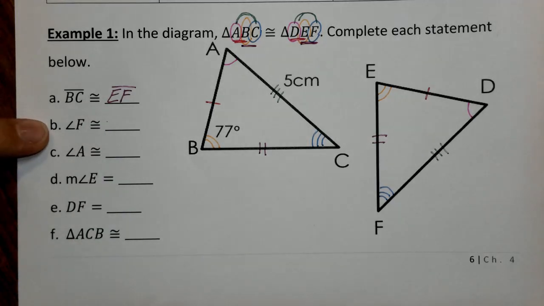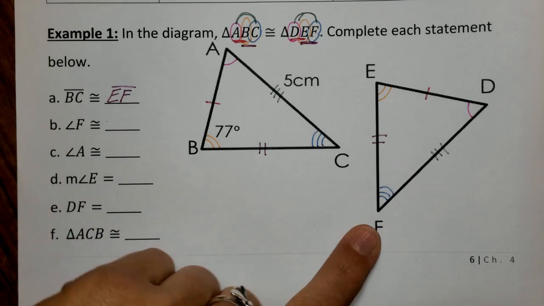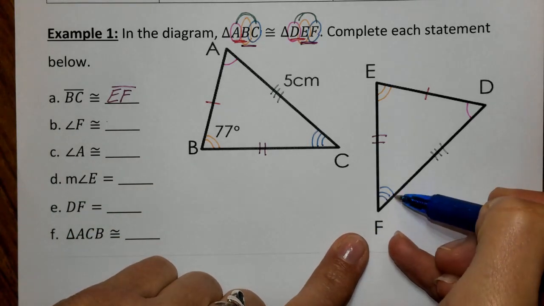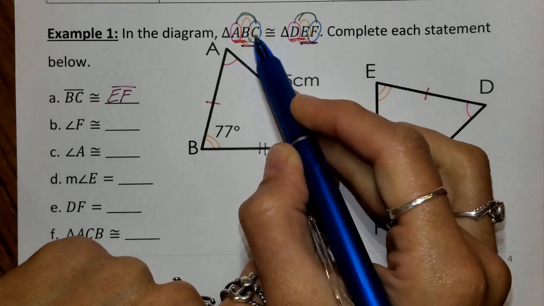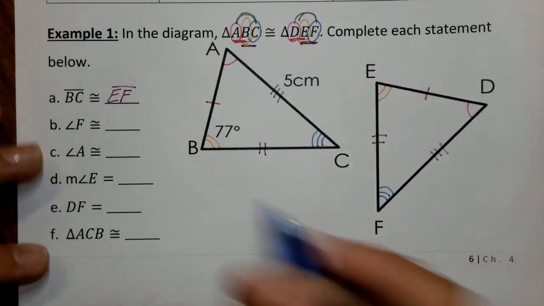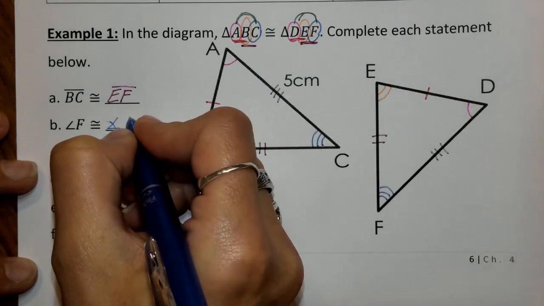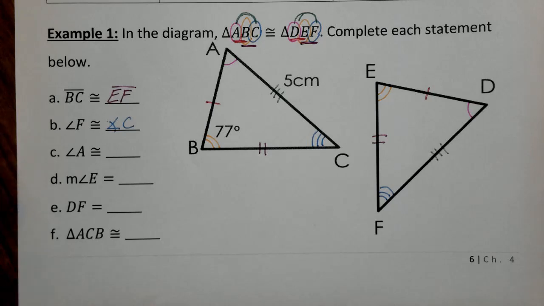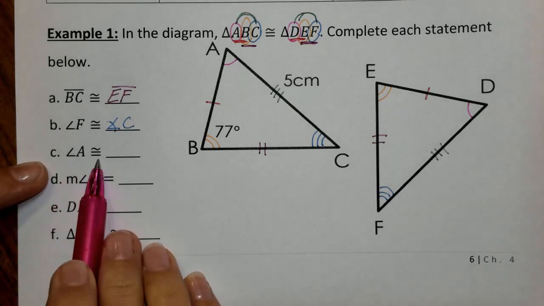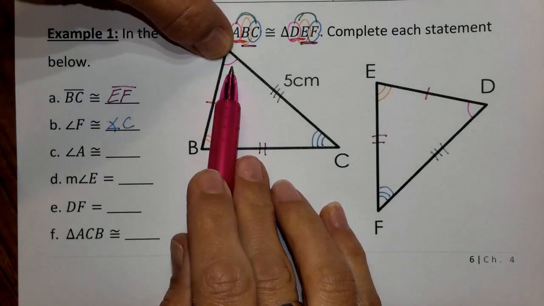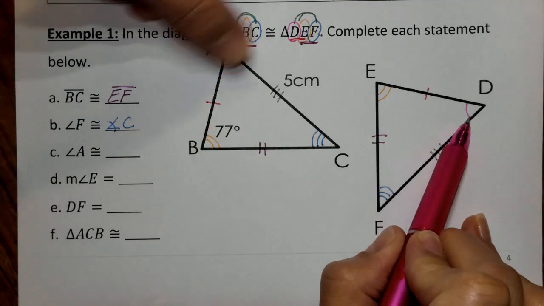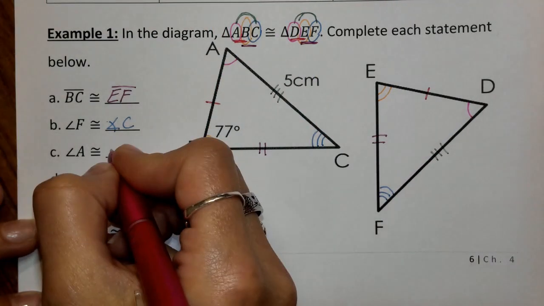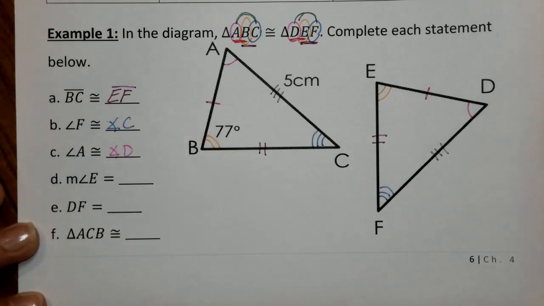Next, we have angle F. So I'm going to find angle F. Angle F is over here. We've got the 3 arcs over here. C has the 3 arcs. Also, they match in the name here. Okay? So angle F is congruent to angle C. Angle A is congruent to, angle A had 1 arc, first letter, and angle D has 1 arc and the first letter. So angle A will be congruent to angle D.